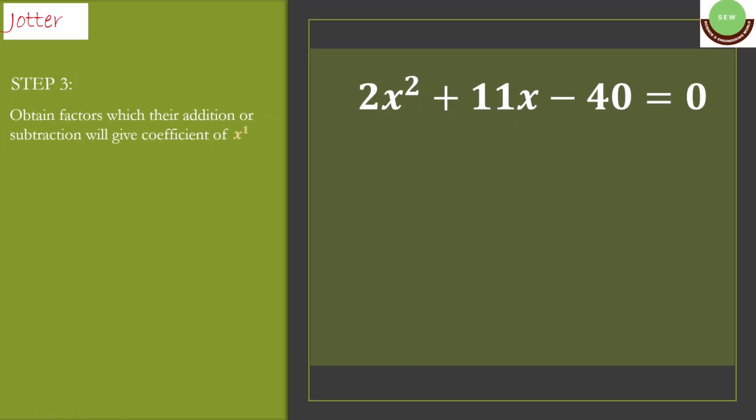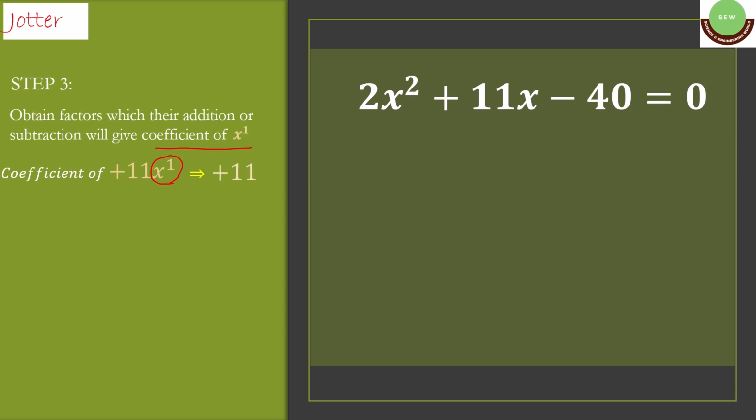This step 3 is very important to factorization methods, and we must pay close attention to it. It says, obtain factors whose addition or subtraction will give the coefficient of x, which is the middle number here. The coefficient of x here is what? That is the coefficient of x from here. If we take x away from there, what we have left is the coefficient. Here it is plus 11.